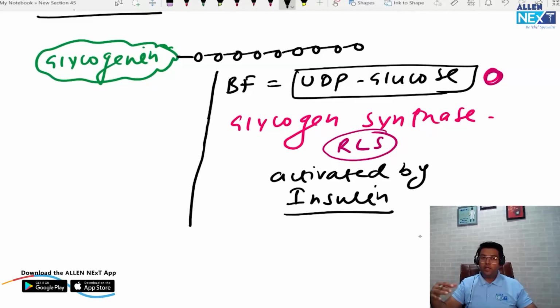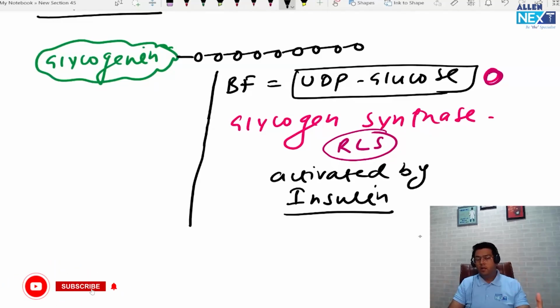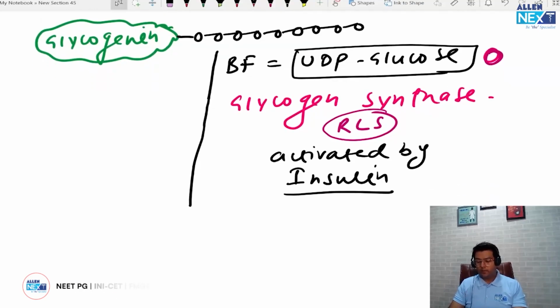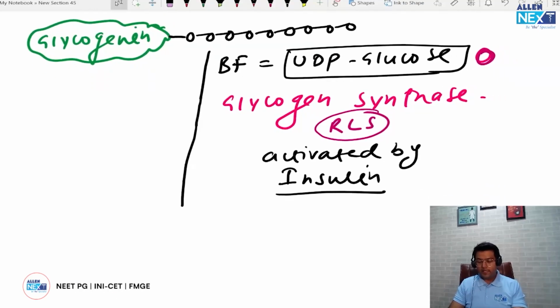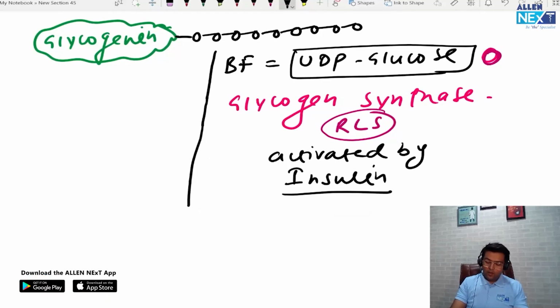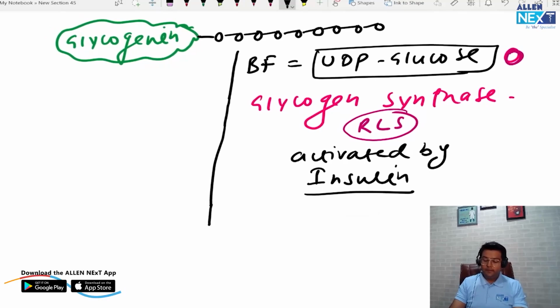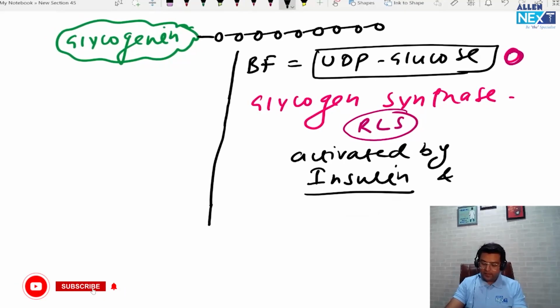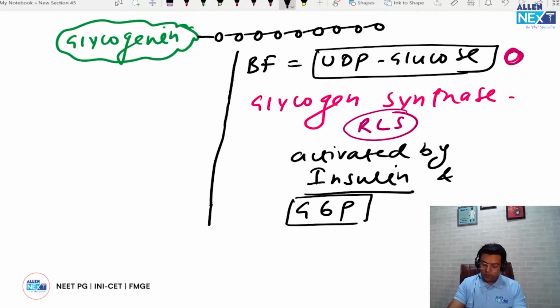मसल को ग्लूकोज लेने के लिए GLUT4 चाहिए, तो इंसुलिन अपना काम वहां ऑलरेडी कर चुका है, राइट? It is already having a high amount of GLUT4, ठीक है? एक्सप्रेशन हो गया. So it is activated by insulin now. Now when it is activated by insulin, and what else? Allosteric क्या होगा? Glucose 6 phosphate.